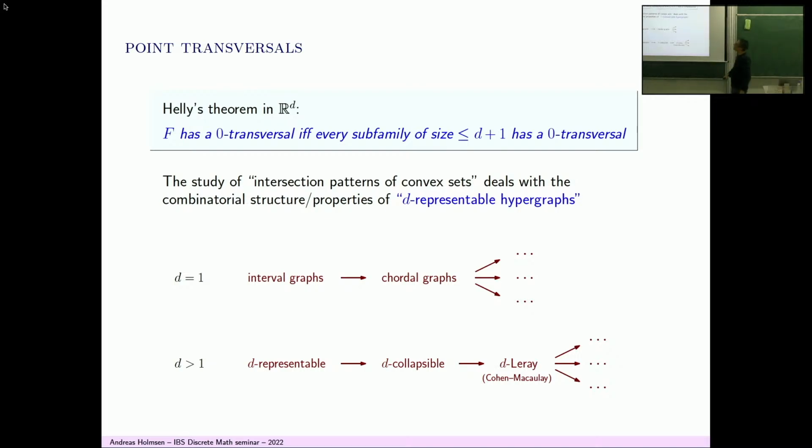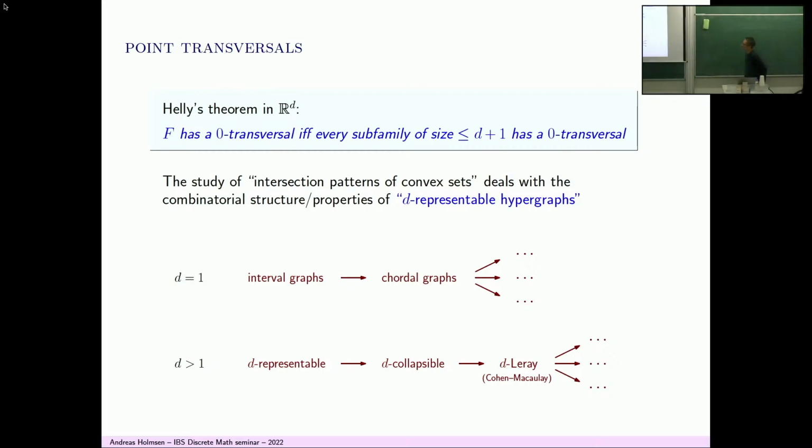So it's a d plus 1 uniform hypergraph. In order for me to understand the total structure of the family of all subfamilies of size at least d plus 1 that have non-empty intersection, it's enough for me to understand this hypergraph. A subfamily that intersects is the same as a clique in that d-representable hypergraph, right? And so basically the intersection patterns of convex sets is really studying the combinatorial structures and properties of these hypergraphs.